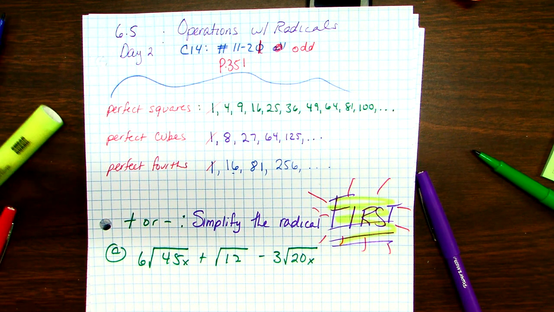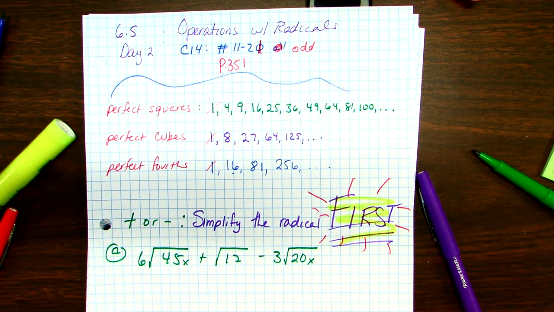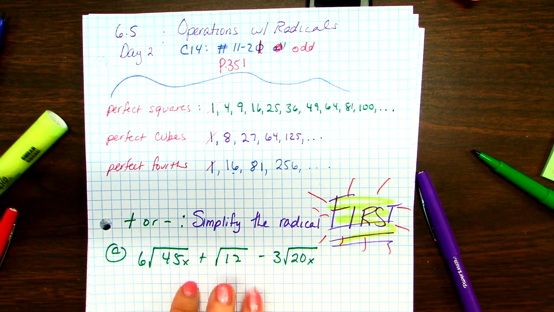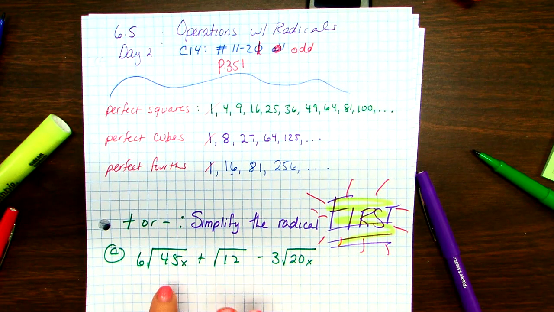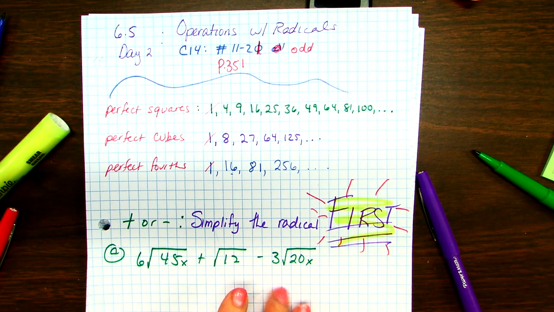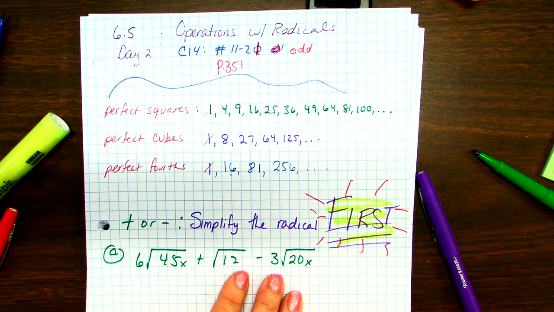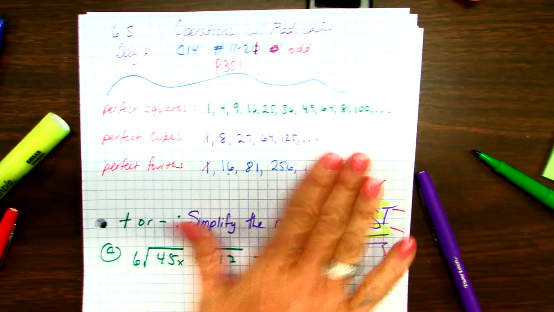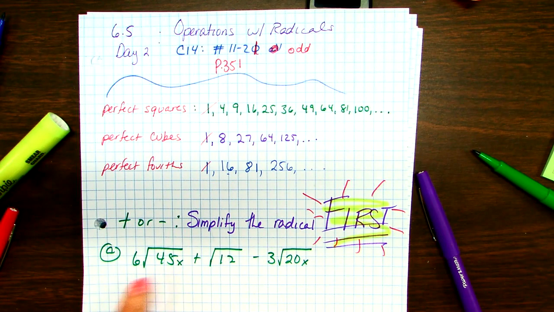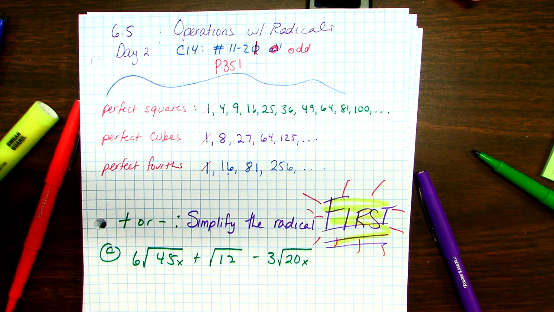Okay, so if you look at part A, give you a second to catch up with me. You want to write this down. You see 1, 2, 3 different radicals. The rule is we have to simplify the radical first before we add, and then we can only combine radicals, add or subtract, that have the exact same radical. So let's simplify first, and then I'll explain the rest of it.